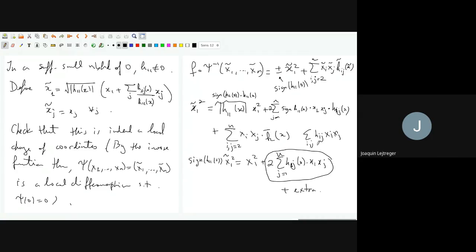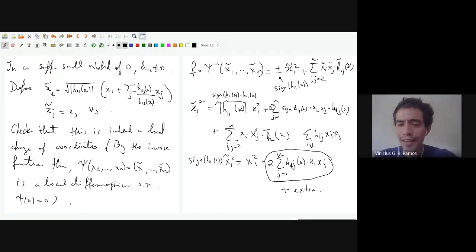Okay, you're welcome. And then the point is that for i and j bigger than 1, these terms here are exactly equal to xi tilde xj tilde. I should emphasize that the dependence here is still on all the variables. It's not just on the variables bigger than 2.